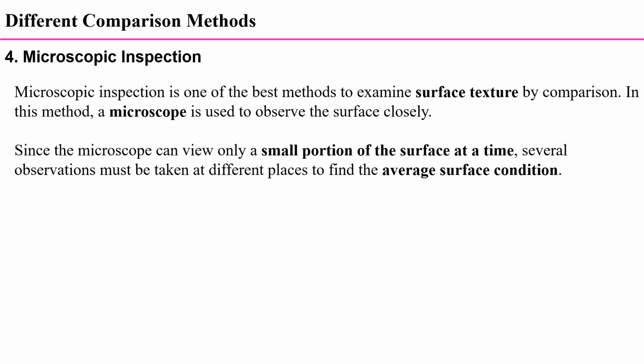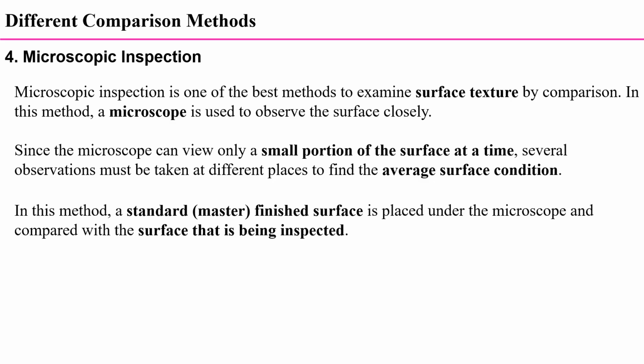Since the microscope can view only a small portion of the surface at a time, several observations must be taken at different places to find the average surface condition. In this method, a master finished surface is placed under the microscope and compared with the surface that is being inspected.